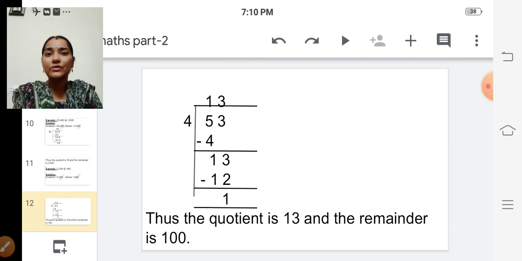So have you all understood, children? So keep practicing. Keep doing all the problems, then only you will be thorough with the division, and before that be thorough with the multiplication tables, then only you can do this division. Multiplication is very, very important for solving these division problems.